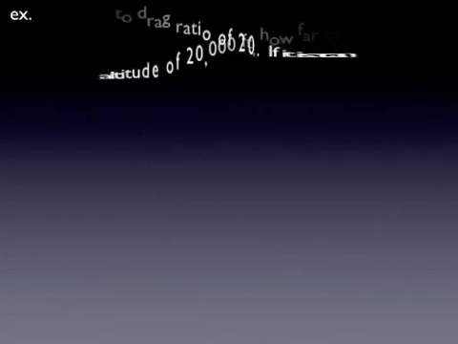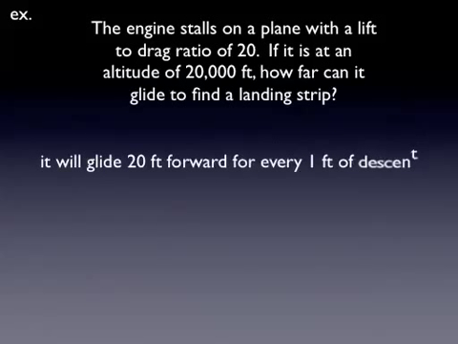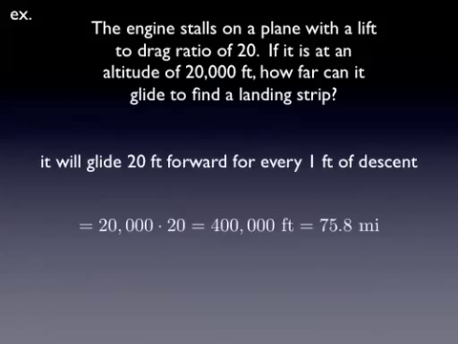So let me do an example where you can see how to use this. It's quite simple, actually. Let's say you're flying a plane at 20,000 feet. It's got a lift-to-drag ratio of 20, and the engine stalls. How far can you glide to make it to a landing strip? Well, since the lift-to-drag ratio is 20, we know it will glide forward 20 feet for every 1 foot that it drops. So this is pretty straightforward.